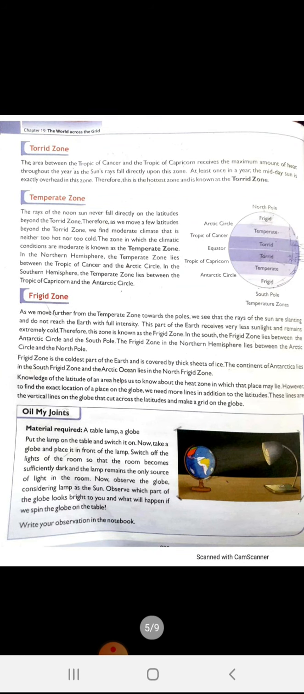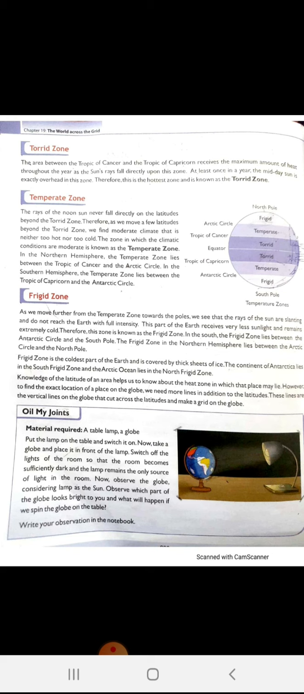Now we will see how we are using these imaginary lines to divide the earth into the heat zones. Students, first you see the diagram here. So we have 2 torrid zones, one in the northern hemisphere, one in the southern hemisphere. Again we have 2 temperate zones, one in the northern hemisphere, one in the southern hemisphere. And we have frigid zones too, one in the southern hemisphere, one in the northern hemisphere. And we also know the names.